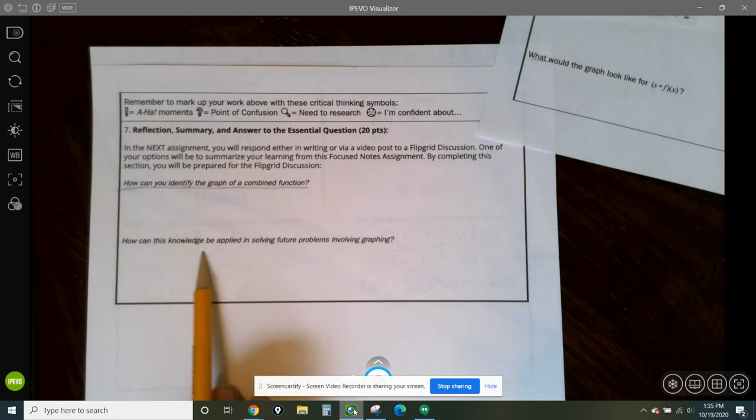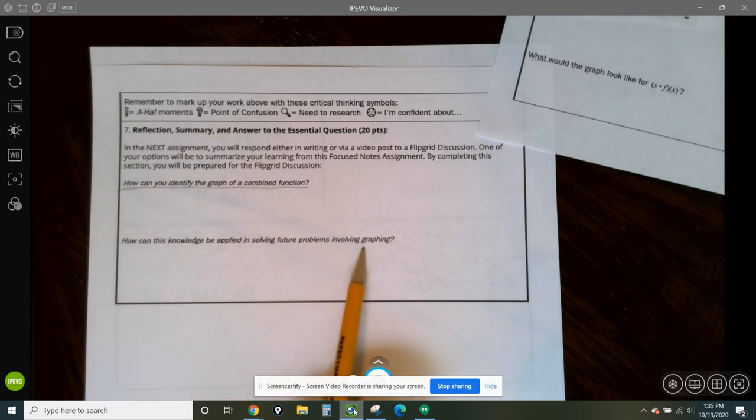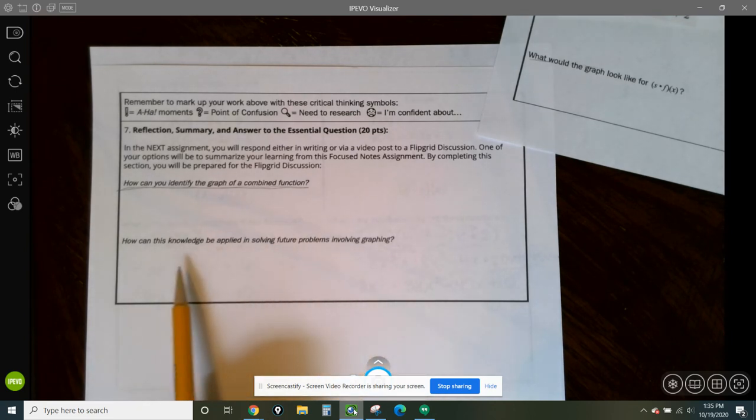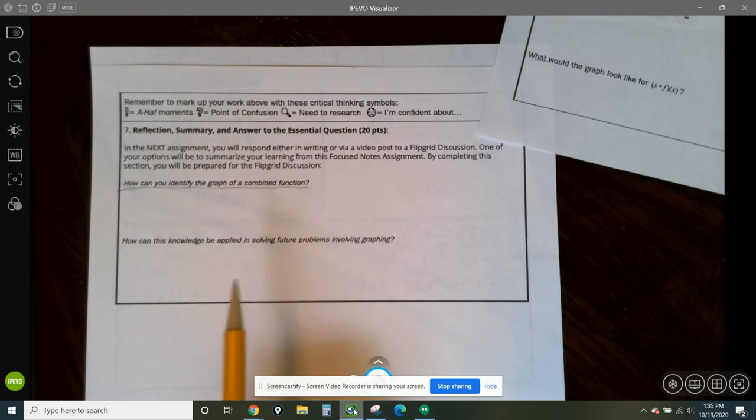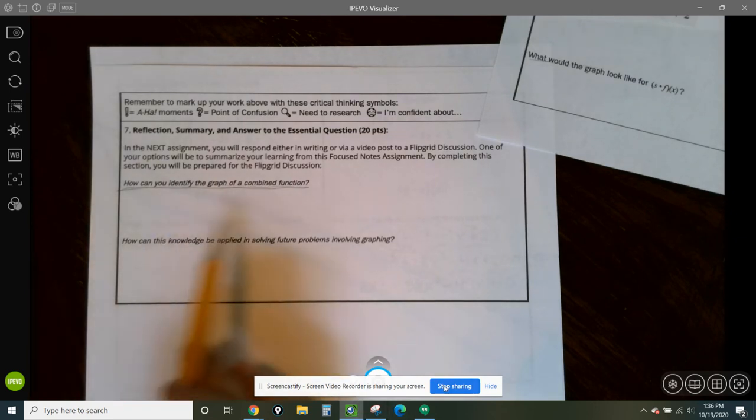And then how can this knowledge be applied in solving future problems involving graphing? So knowing what a graph's going to look like before you graph it is really helpful. Also, you can tell if you've made a mistake, or you can find answers more quickly because you know what that graph's going to look like in your head. You can also say that using Desmos.com, the online graphing calculator, is very helpful in solving future problems, and that you've learned that in this video. So go ahead and take a picture of this and submit that when you're done writing all of your answers.